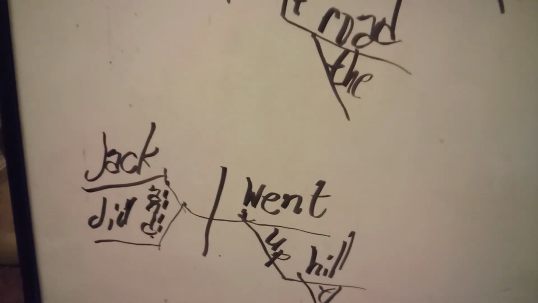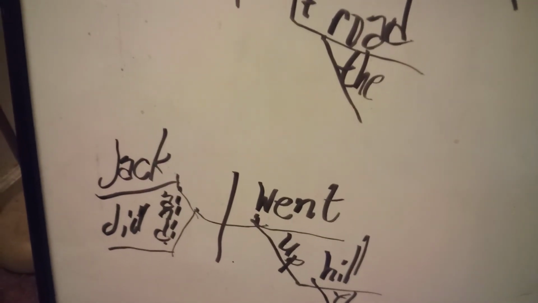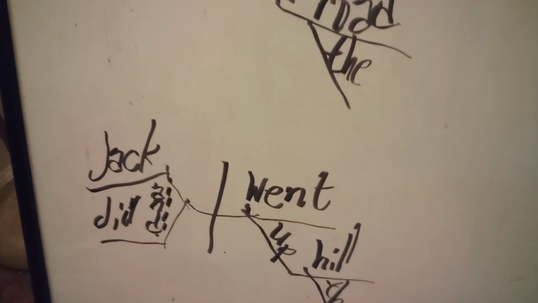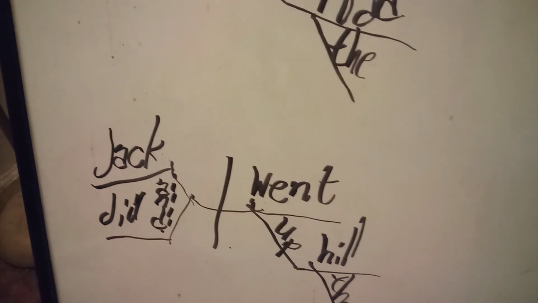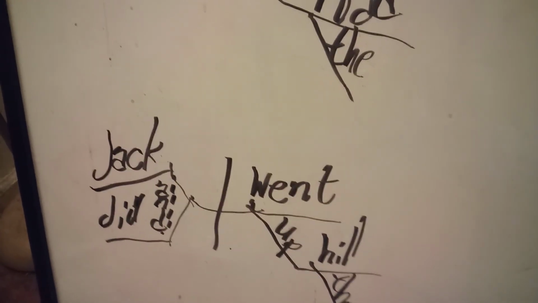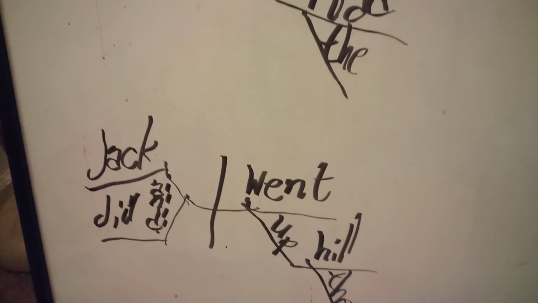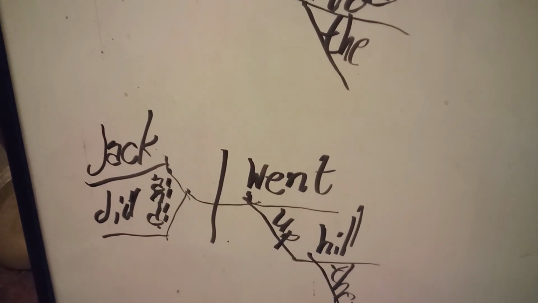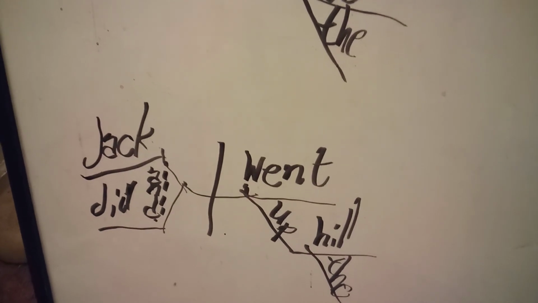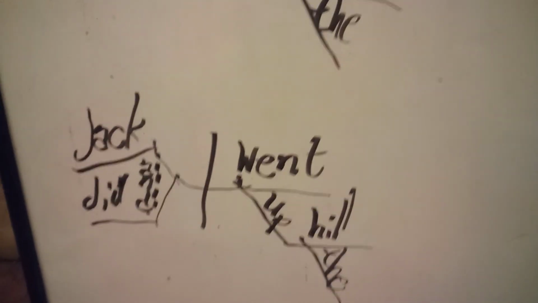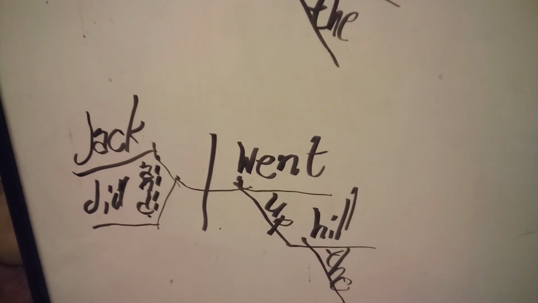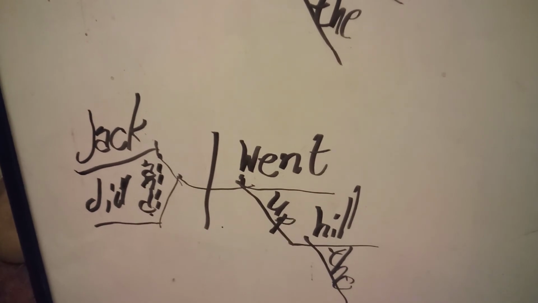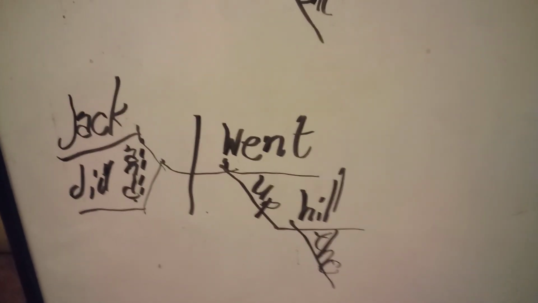Now, we had an example of a compound subject. We could also use a compound verb or compound predicate. We could say went and came. For example, Jack and Jill, if we want to make that a compound verb, went and came, then we could have went up the hill and came down the hill, putting a compound verb in the predicate.